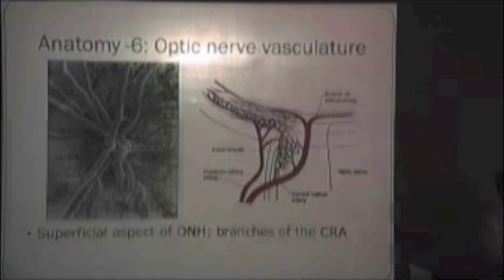As visualized on scanning electron microscopy, you can see the central retinal artery and the vein at the disc, and you can see the small branches that come out to supply the peripapillary regions. So the most superficial part of the optic nerve head, or the nerve fiber layer, is supplied by the branches of the central retinal artery. Now this is the most superficial part.